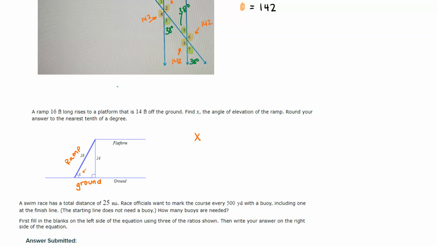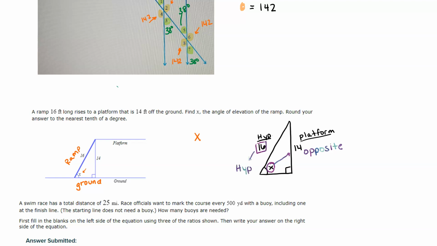So what do I know about the triangle that angle is inside? I'm going to just draw it without all the words here. Here's my angle X. And this is a right triangle, which is really important because in a right triangle, you have a hypotenuse. So your hypotenuse is length 16. And then the tallness of the building or the platform is 14 feet. This is my platform side. So now, in regards to X, the thing I don't know, 14 is opposite of X. And 16 is the hypotenuse because it's across from the right angle.